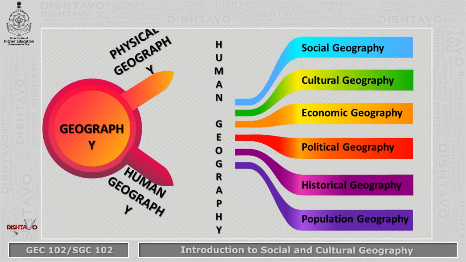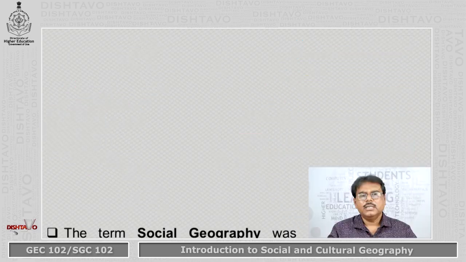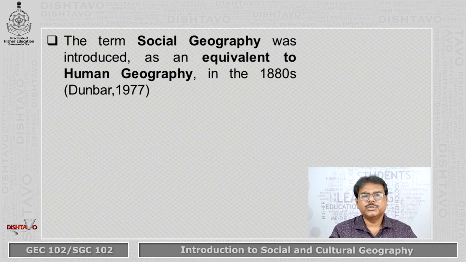The important branches of human geography include social geography, cultural geography, economic geography, political geography, historic geography, population geography, and many such branches. The term social geography was introduced as an equivalent to human geography in the 1880s.